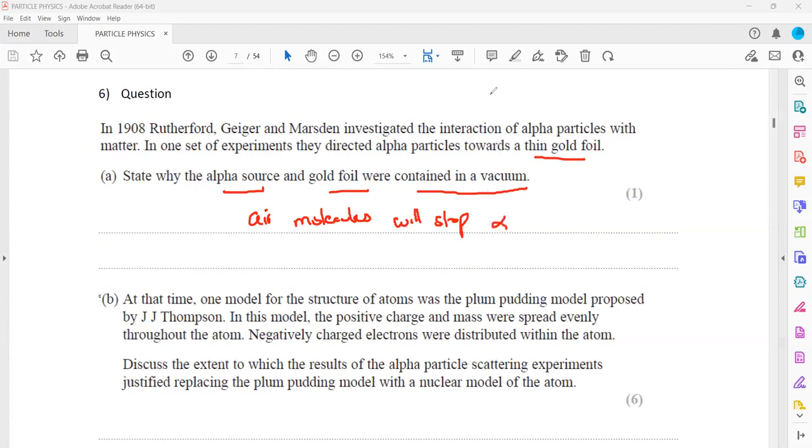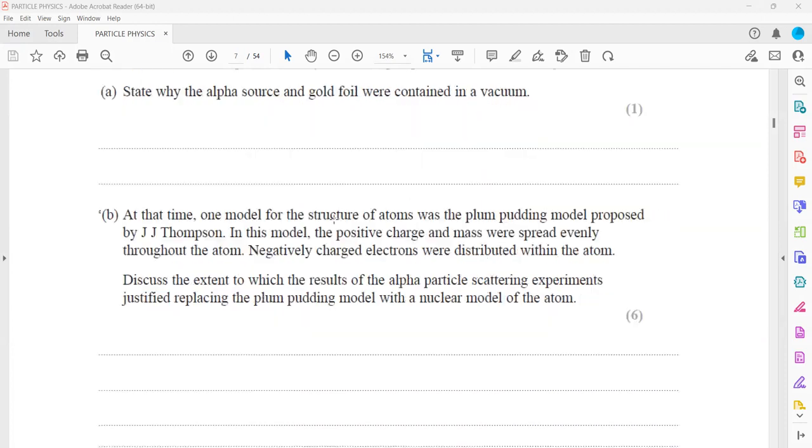That's why we should have a perfect vacuum, because the penetration of alpha particles is about 4 to 5 centimeters in air. So when we have a perfect vacuum, there will be no collision between the alpha particles and the air molecules. As a result, the alpha particles can hit the metal foil or the gold foil.